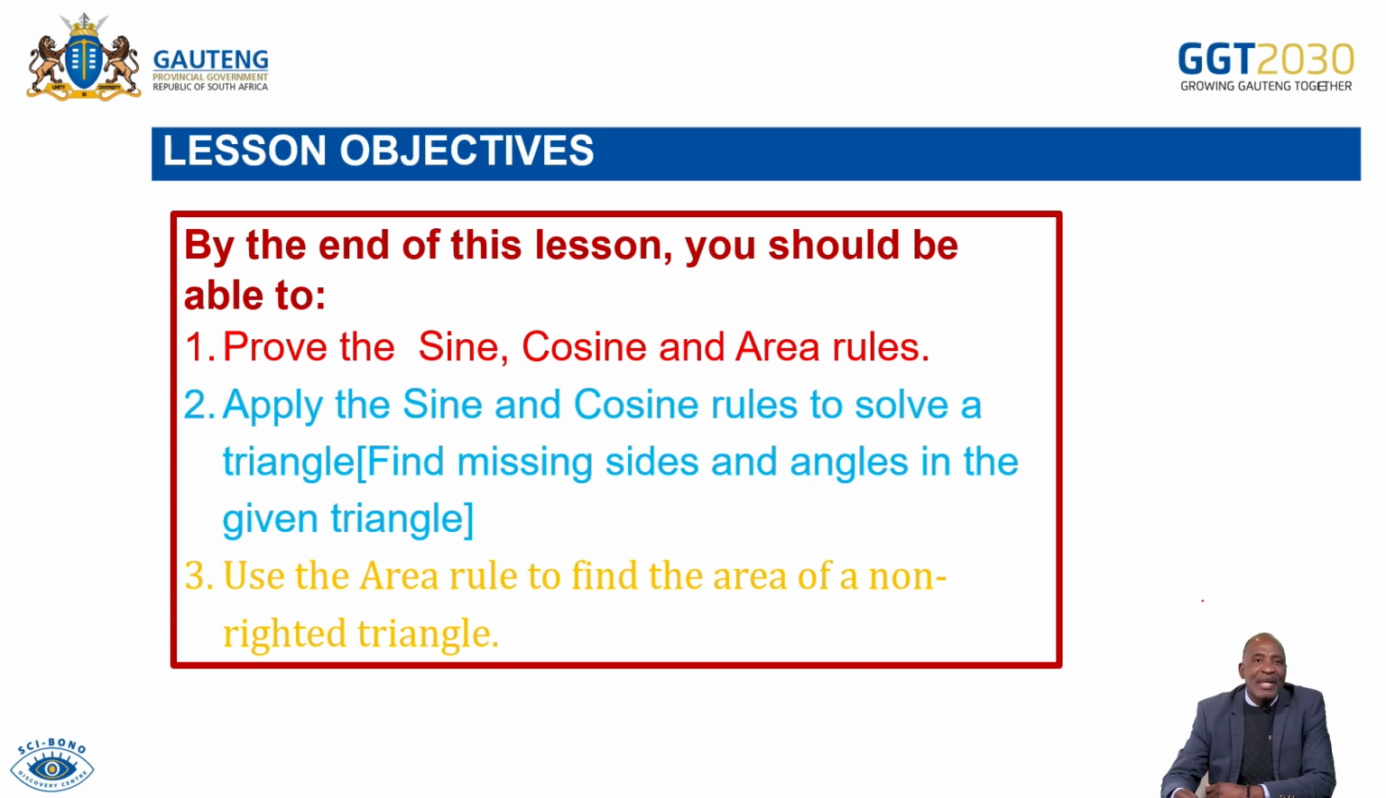You should also be able to find the area of a triangle by using the area rule in a non-right angled triangle, which means those types of triangles that don't contain a 90-degree angle, of which it will be difficult for us to identify the height after having picked a particular base. So for such triangles, we've got a special formula that we use. This formula is called the area rule.